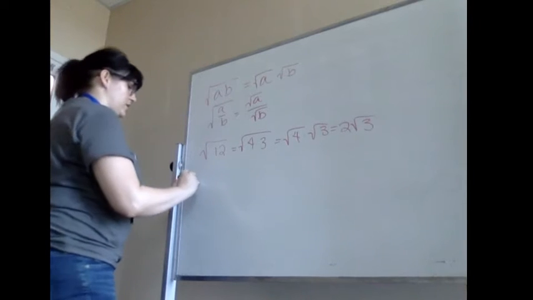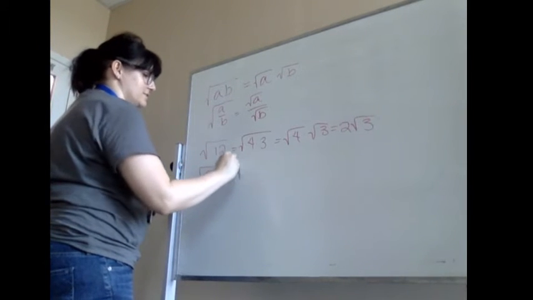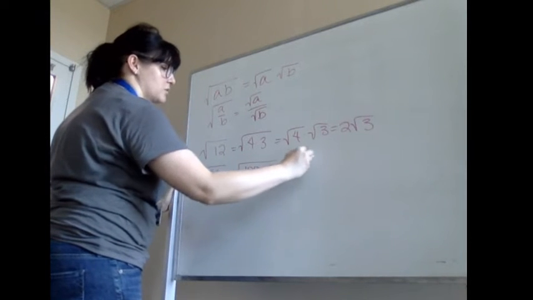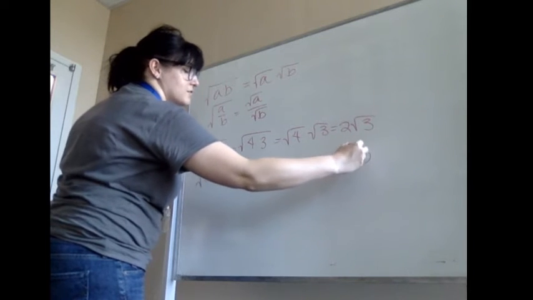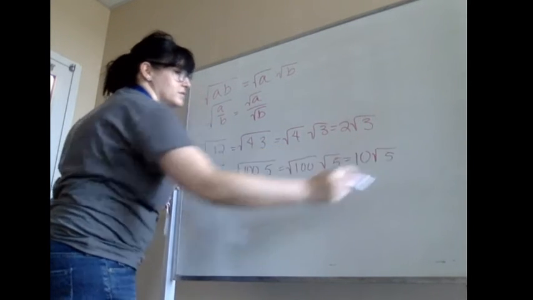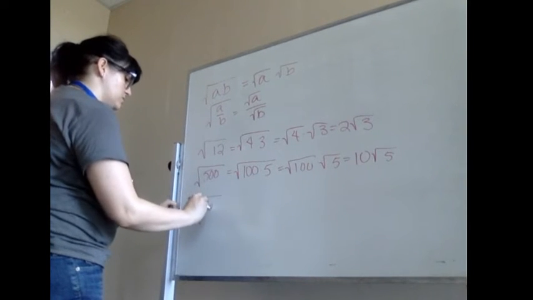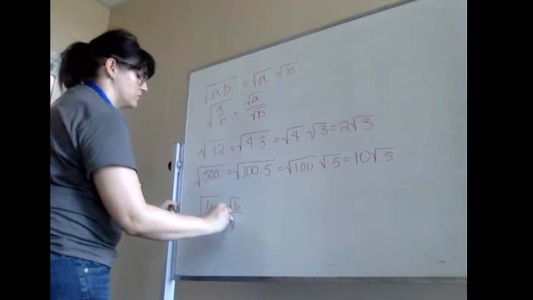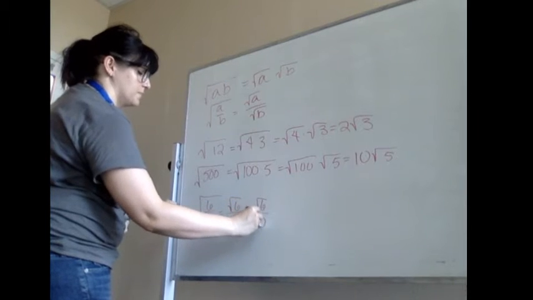Okay, good. So if you have the square root of 500, you would recognize that's the same thing as the square root of 100 times 5. Square root of 100, square root of 5, 10 rad 5. Or if you have the square root of 6 over 4, that's the same thing as the square root of 6 over the square root of 4, which is the square root of 6 over 2.